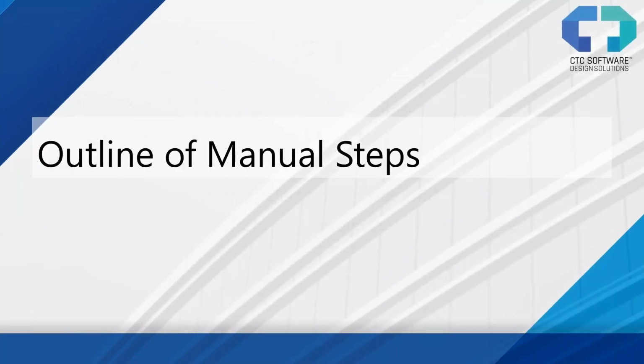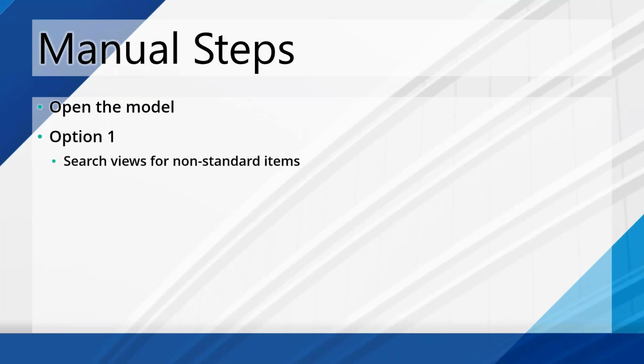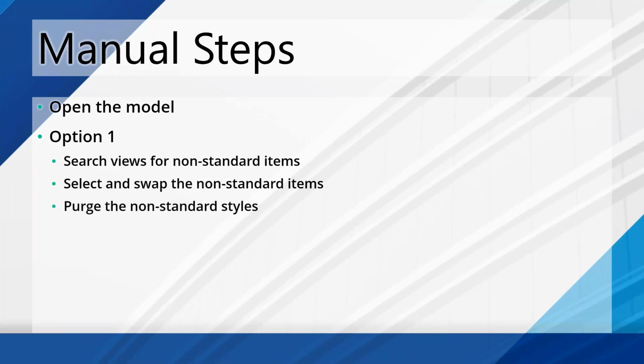But there's some manual steps that we have to go through to actually fix this problem. And there's two options that we can go through for these manual steps. There's ramifications to these two choices. First one, the better of the two: you open the model, and within the option one process, you find the views that contain these non-standard items. You select the objects in those views that are using these non-standard styles, and then you swap them, and then you purge those non-standard styles out of the project.